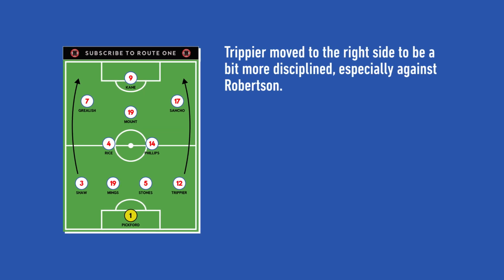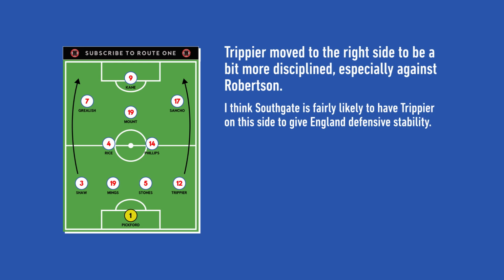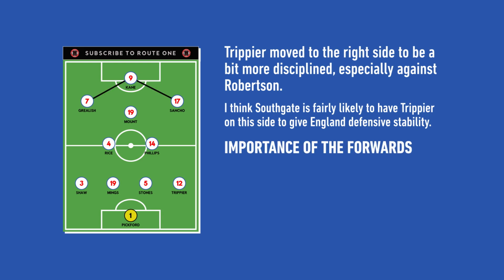So really, even though I'd like to see some more attacking intent, I think Southgate is fairly likely to have Trippier on this side to give England defensive stability and to control possession. Tyrone Mings stays in the side after earning his place against Croatia, and the same goes with Kalvin Phillips. And where the midfield won the match for England against Croatia, I feel this one is all about the front line. England should have many chances in this game.